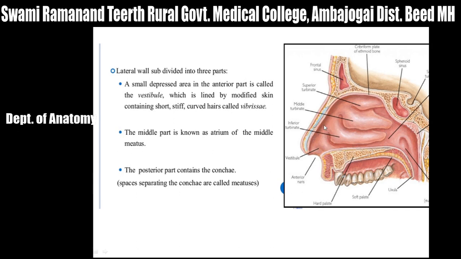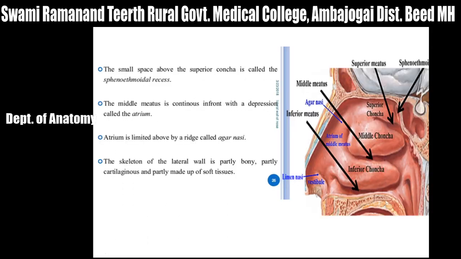This is the atrium to the middle meatus. This is the middle meatus, and this is the atrium of the middle meatus. So anterior part, vestibule; middle part, atrium of the middle meatus; and posteriorly there are shelf-like projections that are called concha. You can see three concha. Then a small space above the superior concha. So this is the superior concha, this is the middle concha, and this is the inferior concha.